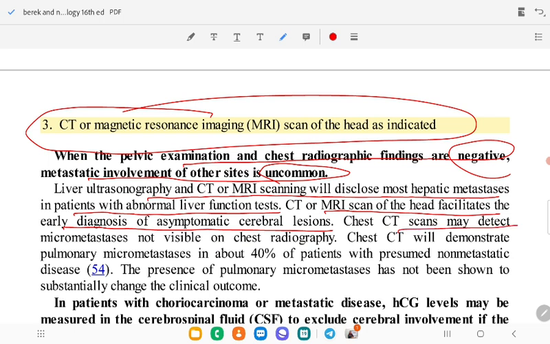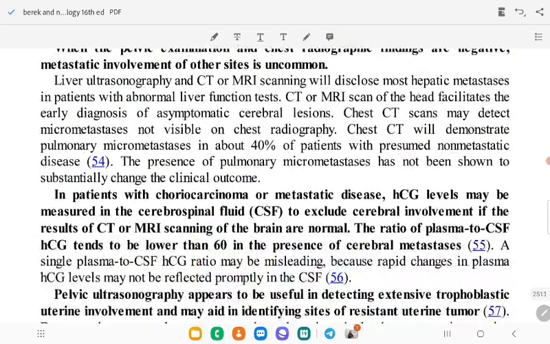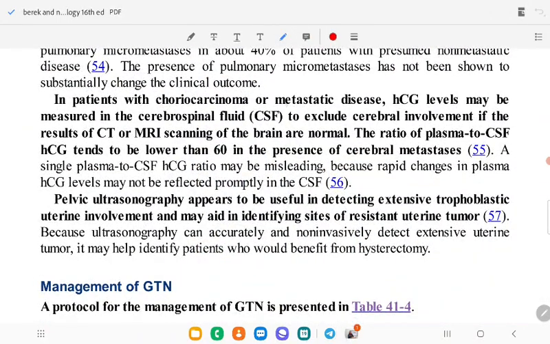Chest CT can detect micrometastasis not visible on chest radiography. Chest CT will demonstrate pulmonary micrometastasis in about 40% of patients with apparently non-metastatic disease. The presence of pulmonary micrometastasis has not been shown to substantially change the clinical outcome. In patients with choriocarcinoma and metastatic disease, the HCG level may be measured in the CSF to exclude a cerebral element.